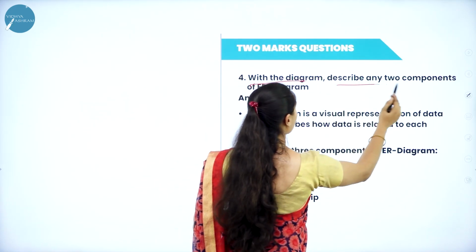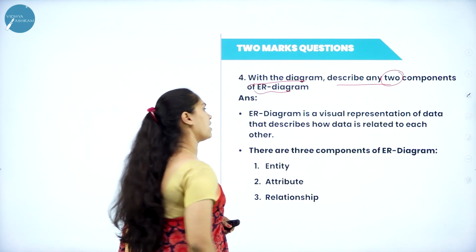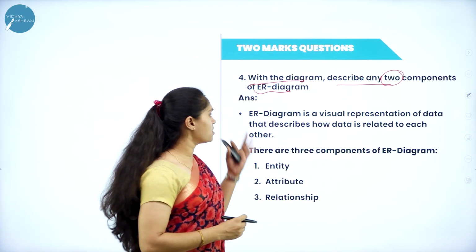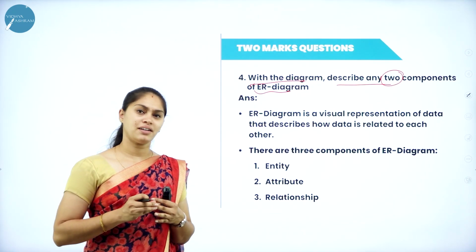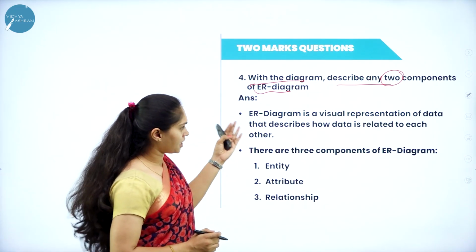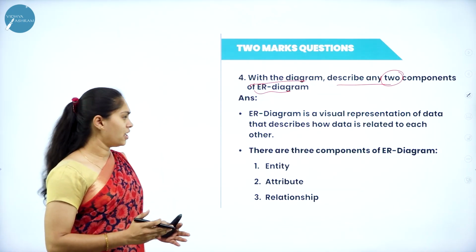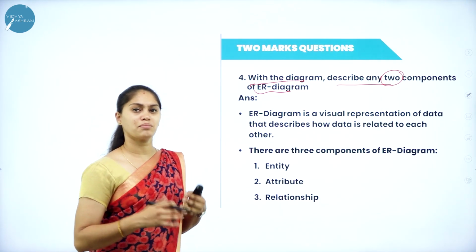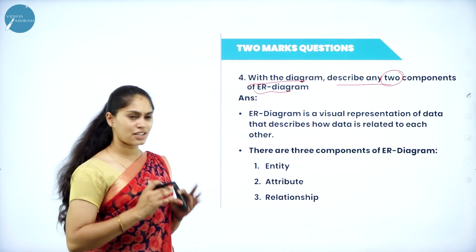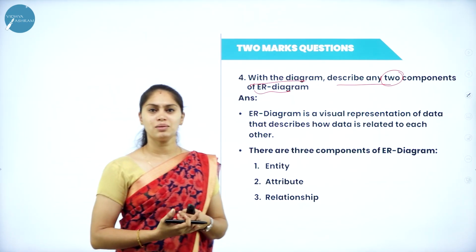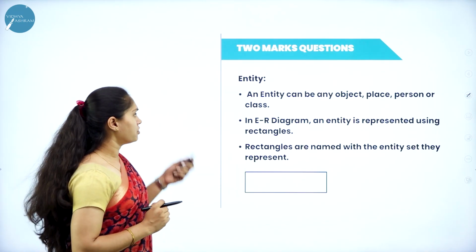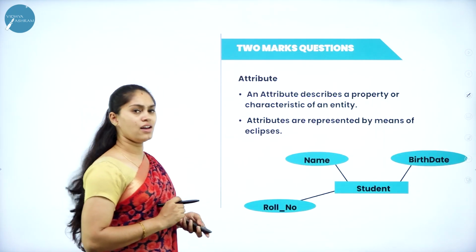With the diagram, describe any two components of an ER diagram. So, already explained, we have three kinds of elements in an ER diagram. That includes entity, attributes, as well as relationship. Out of that we have to explain any two, with the diagram. So here, for your convenience, I am giving extra information. If I am giving any question related to an ER diagram, I just want to cover all the points which can be covered in the particular question. So here what you are supposed to write, for example, we have an entity and also we have an attribute.